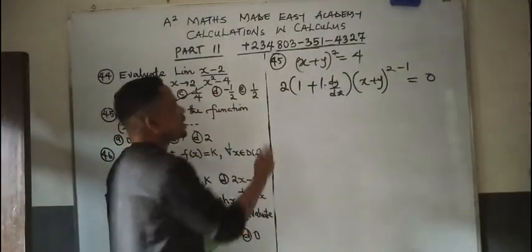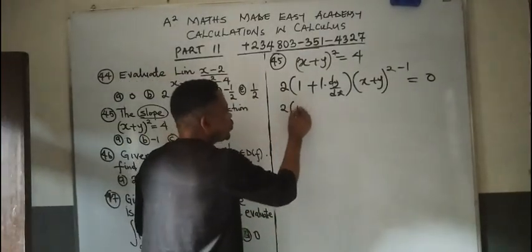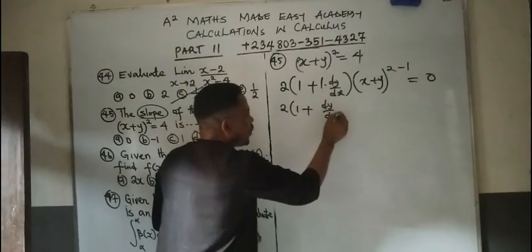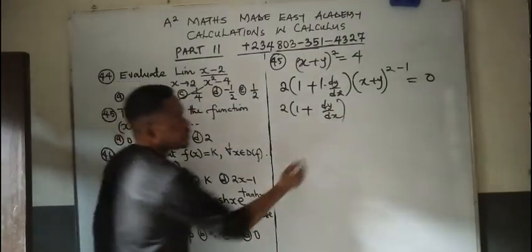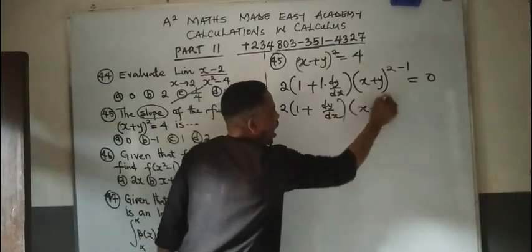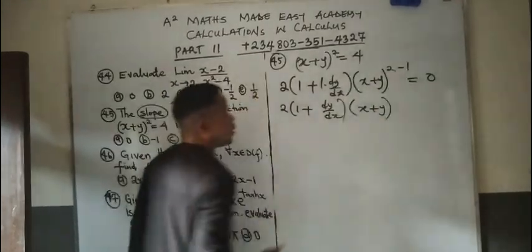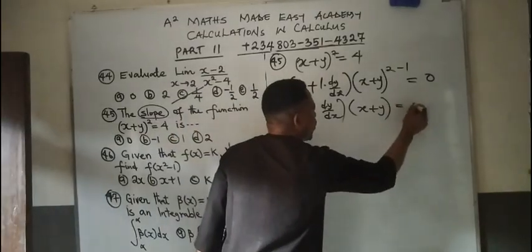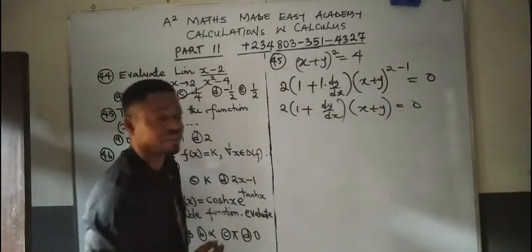Can you now see my target is to say 2 bracket 1 plus 1 times dy dx should give us dy all over what? dx. Are you with me now? Then open the bracket. This is now x plus y raised to the power of 2 minus 1. What is 2 minus 1? 1. I can now say this is now equal to what? 0. Have I made myself clear?